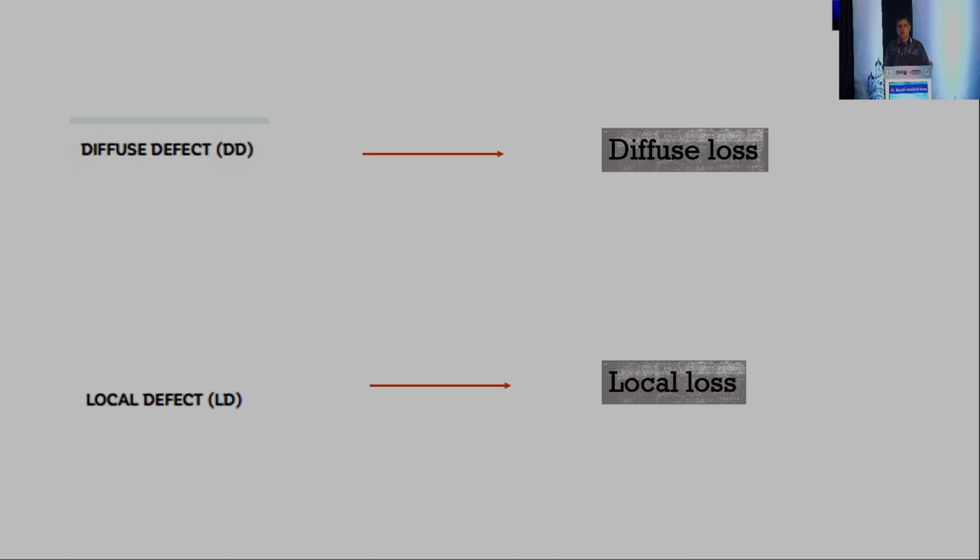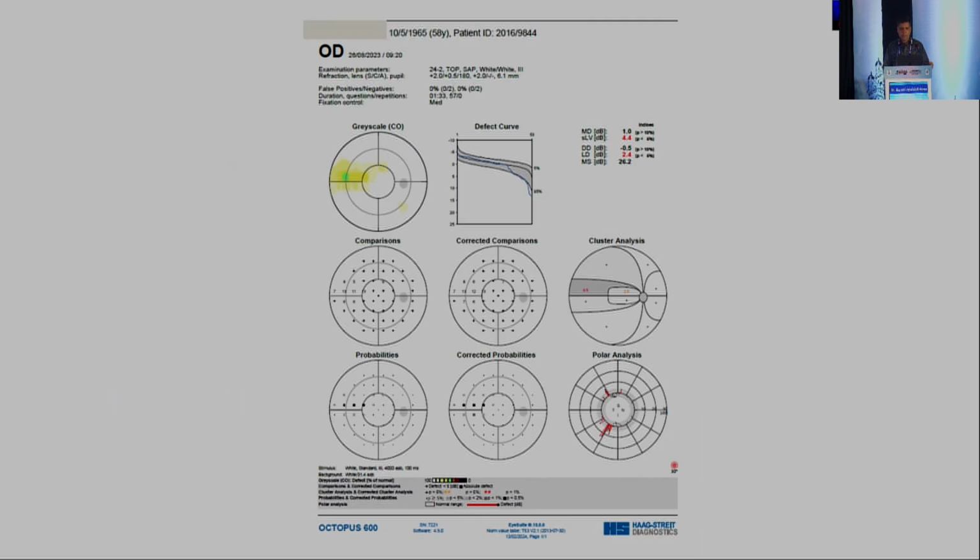The 2 other indices which are unique to the Octopus are called the diffuse defect index and the local defect index. Now these are calculated from the defect curve I showed earlier, and that is why they are unique to the Octopus and represent diffuse loss and local loss respectively.